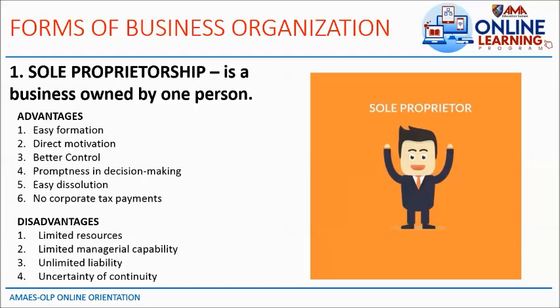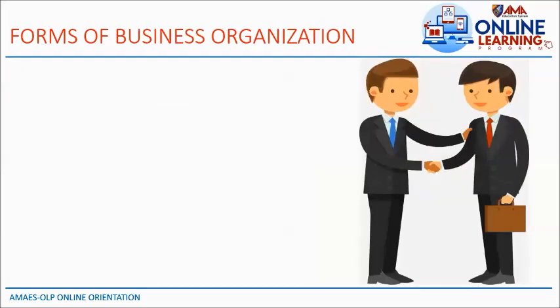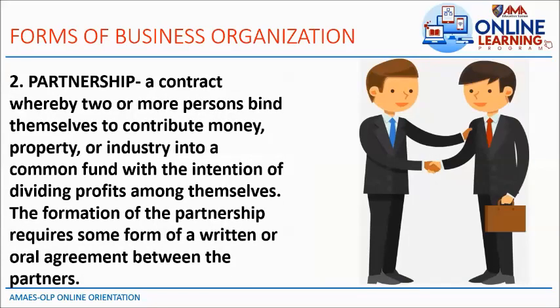Okay, next. The next form of business organization is partnership. So when we say partnership, it is a contract whereby two or more persons bind themselves to contribute money, property, or industry into a common fund with the intention of dividing profits among themselves. The formation of the partnership requires some form of a written or oral agreement.